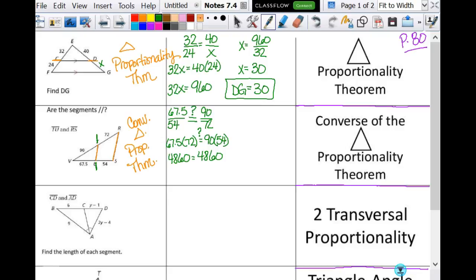So it says, or the segments. It says, are the segments parallel? So we did all this. This isn't my answer, right? I still have to answer the question. So the answer is yes, the sides are divided proportionally.